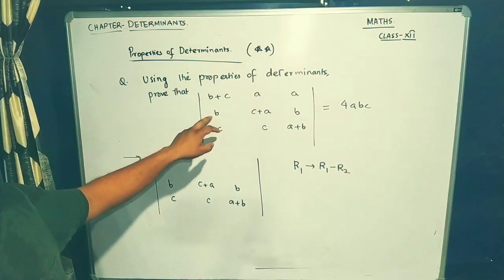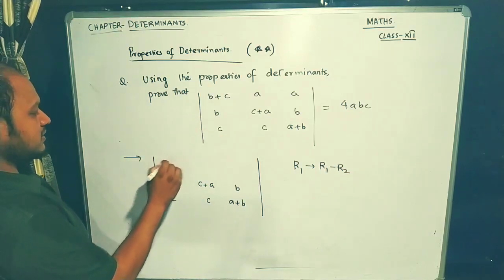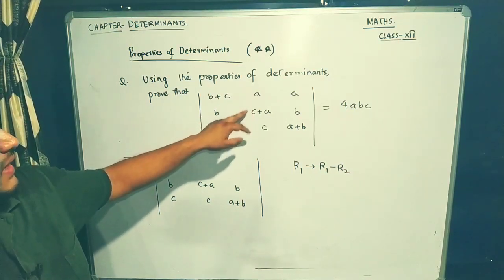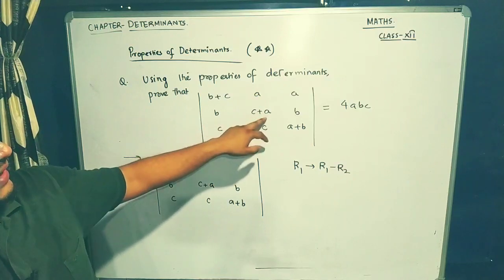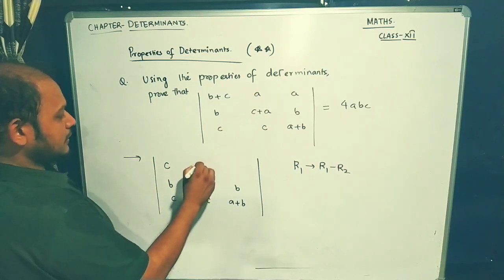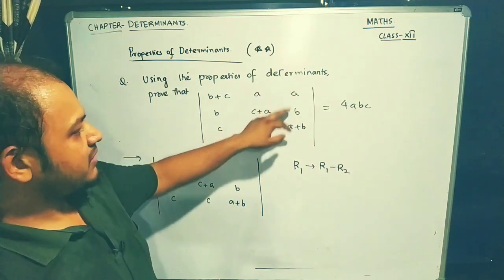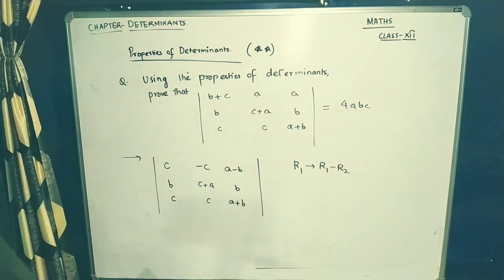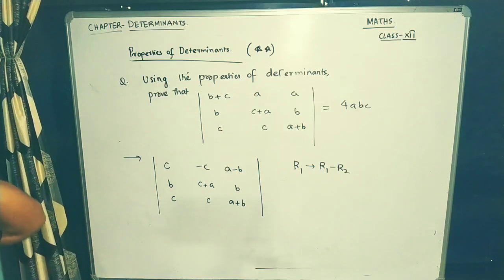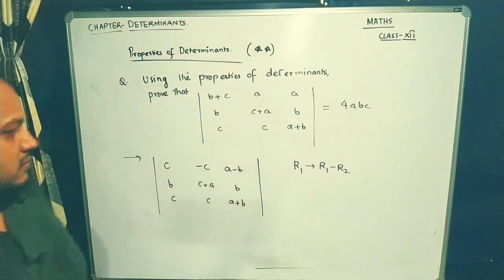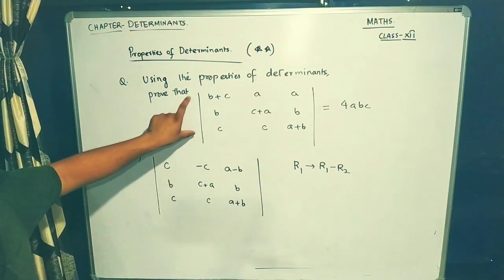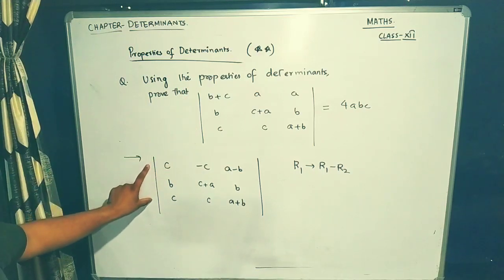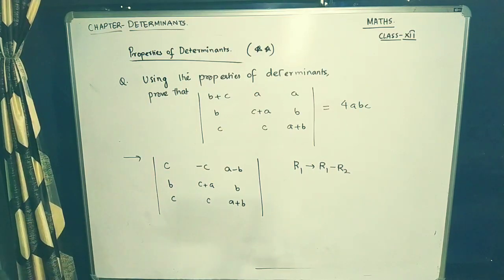B plus C minus B is equal to C. Place it here. What is A minus C minus A? A and A cancel out, we have only minus C. Then we have A minus B at this position. Okay, so this is the determinant after we perform this operation on that matrix. So according to property number 6, this is equal to this. There is no difference in the determinant.